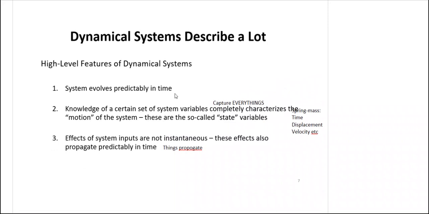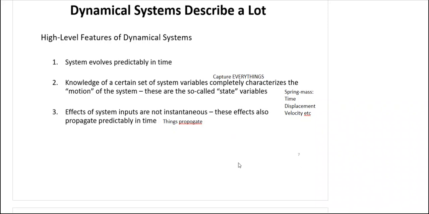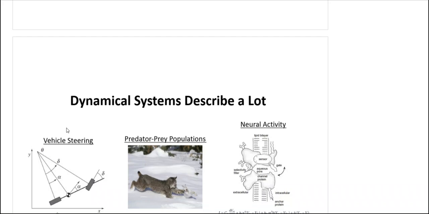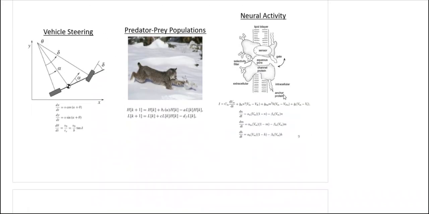The system evolves predictably in time, so we have good models, and the model is able to predict well. Knowledge of a certain set of system variables completely characterizes the motion of the system, so this is capturing everything. These variables are called state variables. Think of a spring mass system: it could be the time, displacement, velocity, force, etc. With all that, we are able to model the spring mass system. The effects of system inputs are not instantaneous; the effect also propagates predictably in time. Things propagate: spring and damper, fly system, genetic expression, vehicle steering, predator-prey, and neural activity.